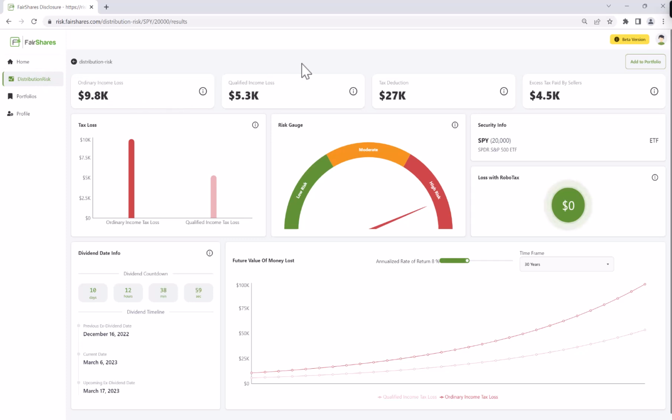So as a financial advisor or professional, if I buy these securities today, at a very minimum, depending on my holding period, I'm going to lose $5,300 for my clients. Does that make sense? And what are my options?